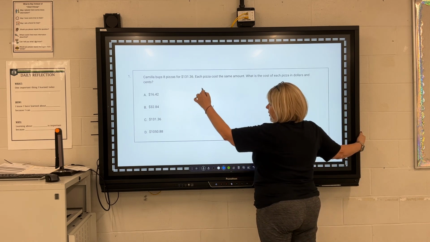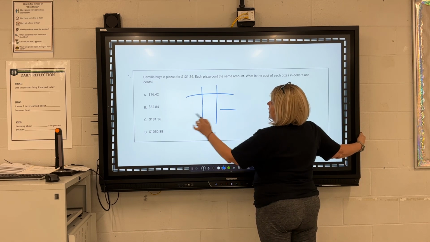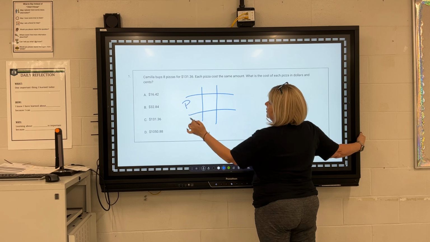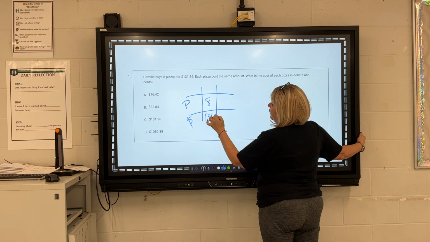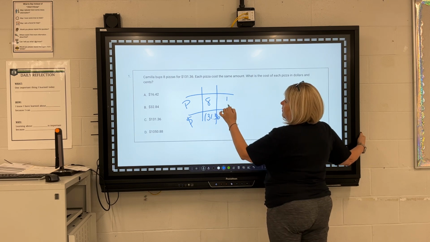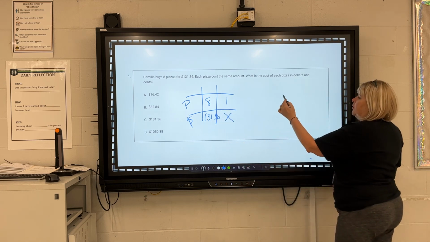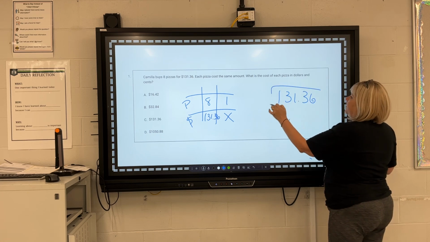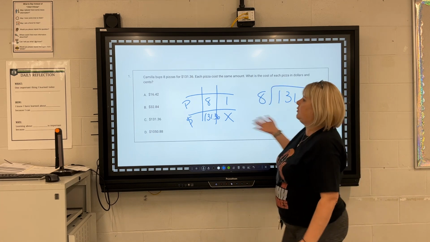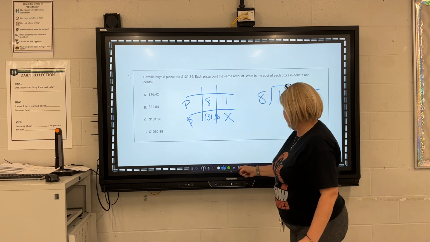We can set it up in a proportion. And we get pizzas for money, and we get 8 pizzas for $131.36. We want to know how many for 1. Or you can do it like most everybody does, $131.36 divided by 8. When you divide it, you get an answer.